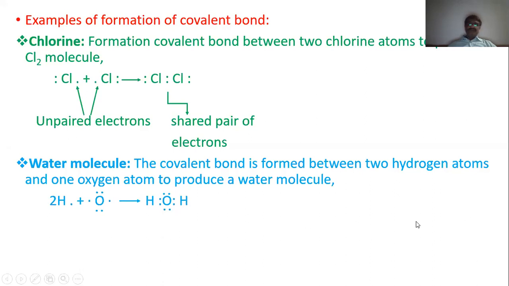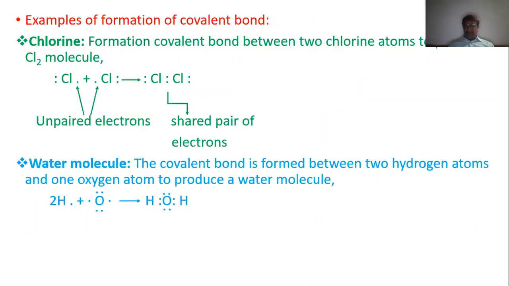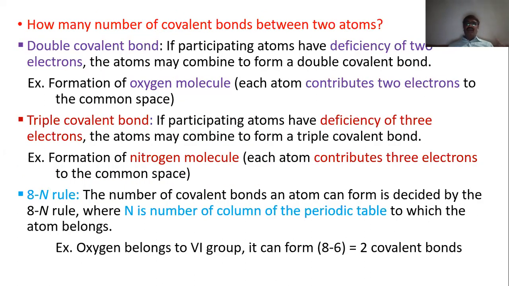Okay, so the covalent bond is formed between similar or dissimilar atoms. The only condition is that both the atoms must have a deficiency of electrons. So now we have seen the sharing, we have seen the example, and now let us see how many covalent bonds are possible between two atoms. We have seen the single covalent bond that has been formed between two Cl atoms previously, and now let us look at a double covalent bond.